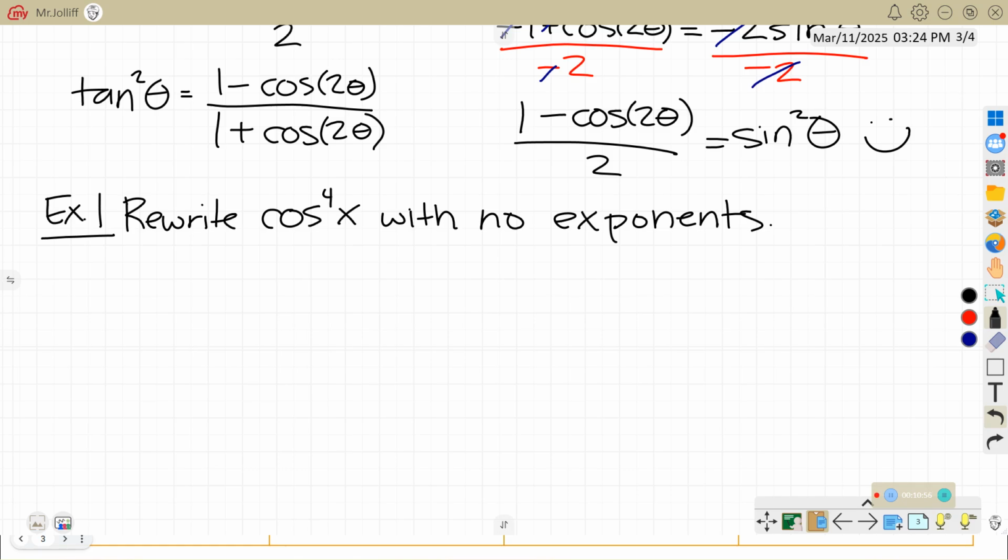First example, we have the function cos 4x, that is cos x to the fourth power, cos x times cos x times cos x times cos x. And we want to rewrite it as a trig expression that has no exponents in it, exponents of 1 only, which are the ones we don't write. The question is, how do we do that? And the answer is our power reduction formulas. I'm going to start with cos 4x.